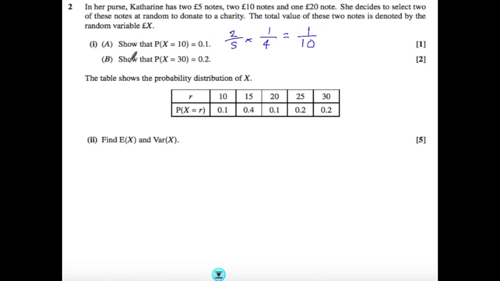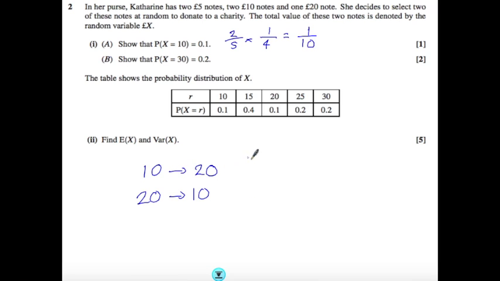Right, so next part, show that the probability that she takes out £30 is 0.2. So now there's different ways this can happen. She can either get the 10, then the 20, or the 20, then the 10. So we've got to work out both of these probabilities and add them up.